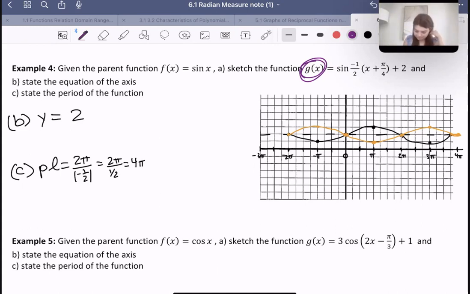Okay. So it's going to be moved pi over 4 to the left. Okay, so pi over 4 is one of these squares, right? Because every 4 of them is pi, so pi over 4 is one square to the left. So I'm going to move this one here. I'm going to move this one here. And this one here. So there we go.